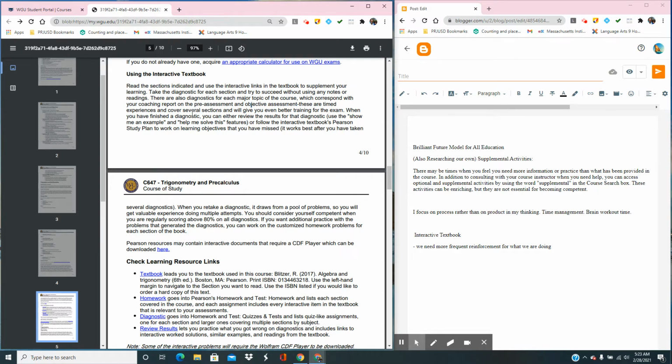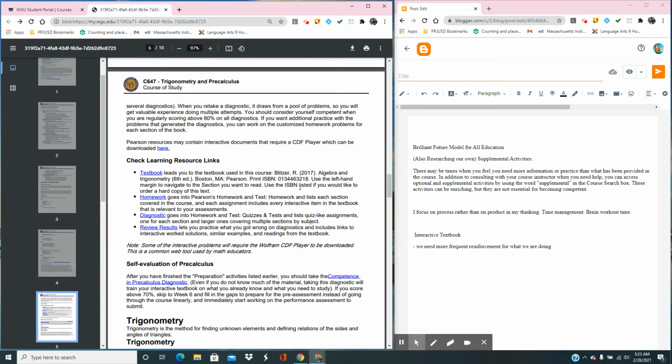When you have finished a diagnostic, you can either review the results for that diagnostic, use the show me an example and help me solve this features, or follow the interactive textbook's Pearson study plan to work on learning objectives that you have missed. It works better after you have taken several diagnostics. When you retake a diagnostic, it draws from a pool of problems, so you will get valuable experience doing multiple attempts. You should consider yourself competent when you are regularly scoring above 80% on all diagnostics.